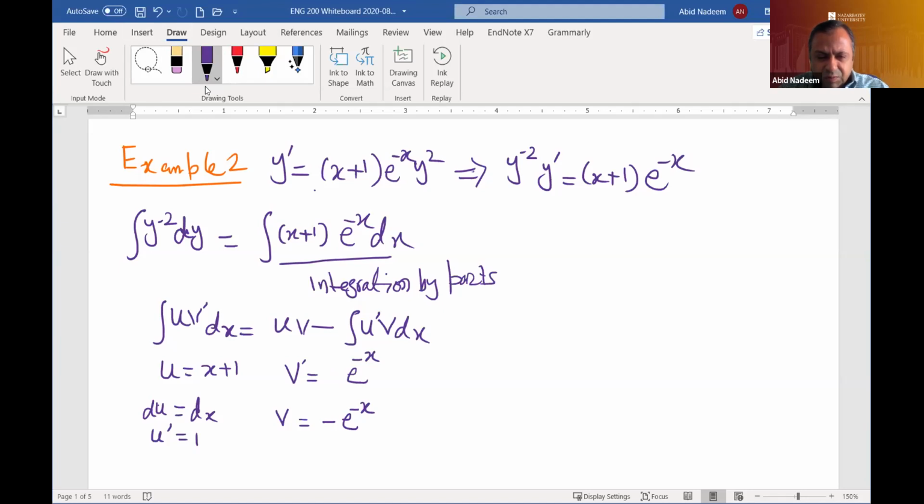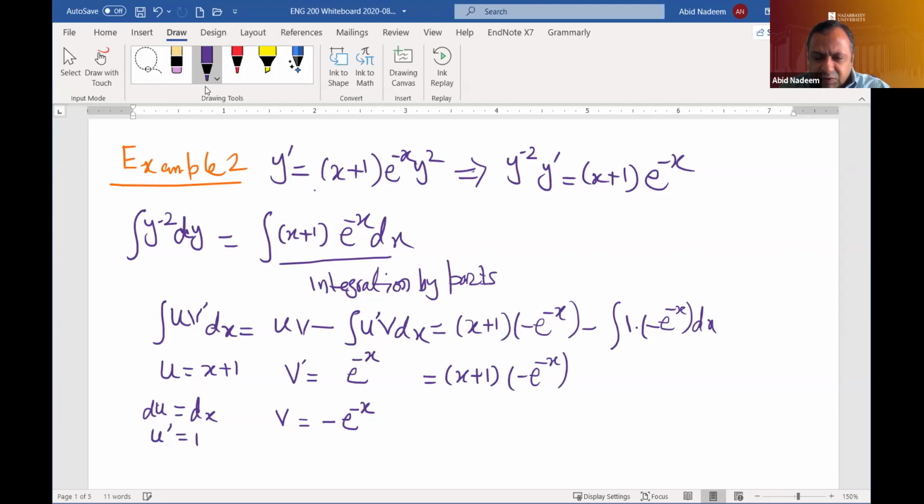Now we can input these values. u will be x plus 1, v will be minus e power minus x, and minus the integral of u prime, which is 1, times v, which is minus e power minus x, dx. Now we can simplify it: x plus 1 into minus e power minus x, and this minus comes out, so it becomes plus the integral of e power minus x dx.